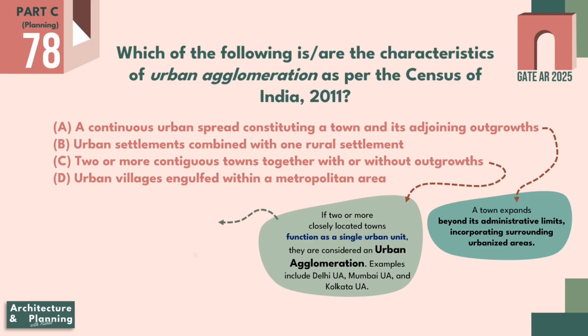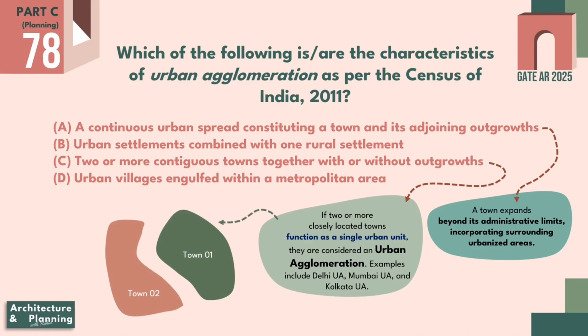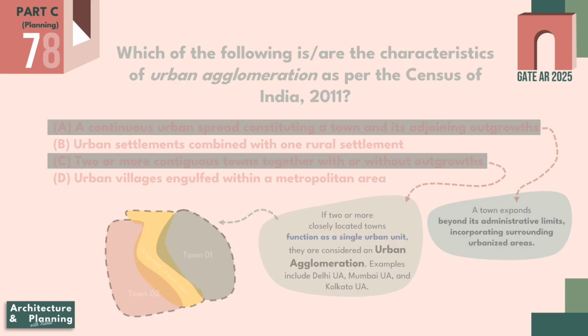For example, there are 2 towns, town 1 and town 2. Both are very close to each other. They may or may not share a common boundary. In this example, they are not sharing. Now, over the period of time, they have expanded beyond their administrative limits, which we will call outgrowth area. And because of this outgrowth area, town 1 and town 2 are combined together and working as a single unit. And we can call it an urban agglomeration. Some Indian examples are Mumbai urban agglomeration, Kolkata urban agglomeration, and Delhi urban agglomeration. So the correct answer of this question is option A and option C. Moving to the next question.